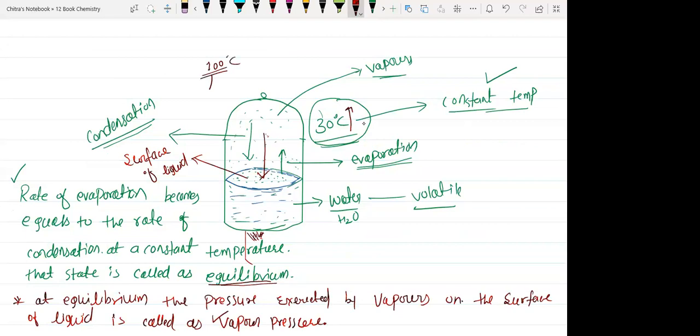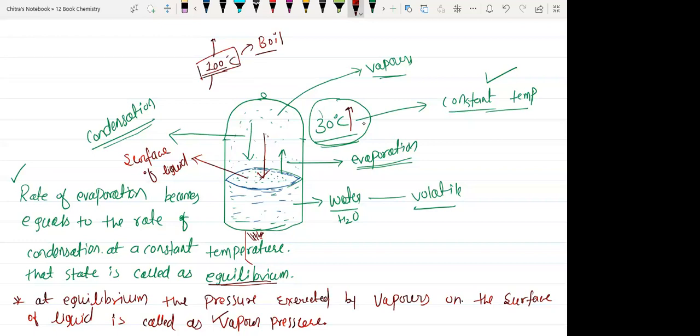Is it? And at 100 degrees Celsius temperature, water is going to boil, right? At that particular state, the vapor pressure of the liquid becomes equal to the atmospheric pressure. Understood? At 100 degrees Celsius, the vapor pressure of the water becomes equal to the atmospheric pressure. Then the liquid is going to turn into gaseous form. That temperature is called its boiling point.